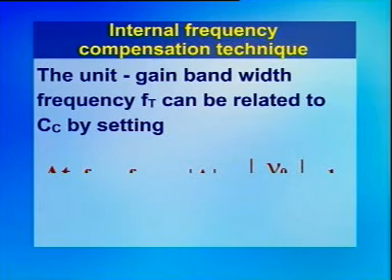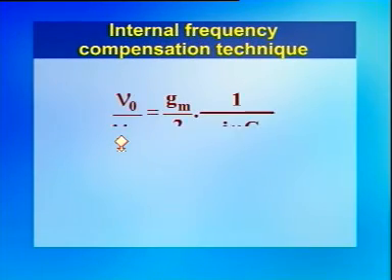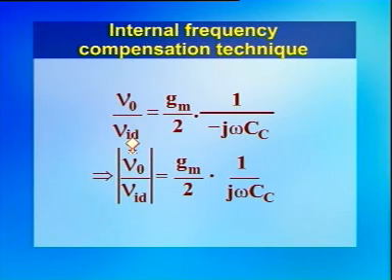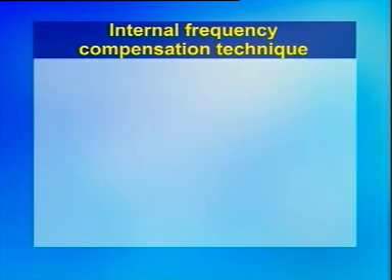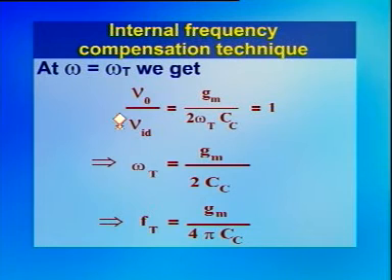Now, the unity gain bandwidth frequency Ft can be related to Cc by setting f equal to Ft at mod A equal to 1. Therefore, we have V0 by VID equal to Gm by 2 into 1 by minus j omega Cc. Therefore, at omega equal to omega t, we have omega t equal to Gm by 2 Cc. That implies Ft equal to Gm by 4 pi Cc.